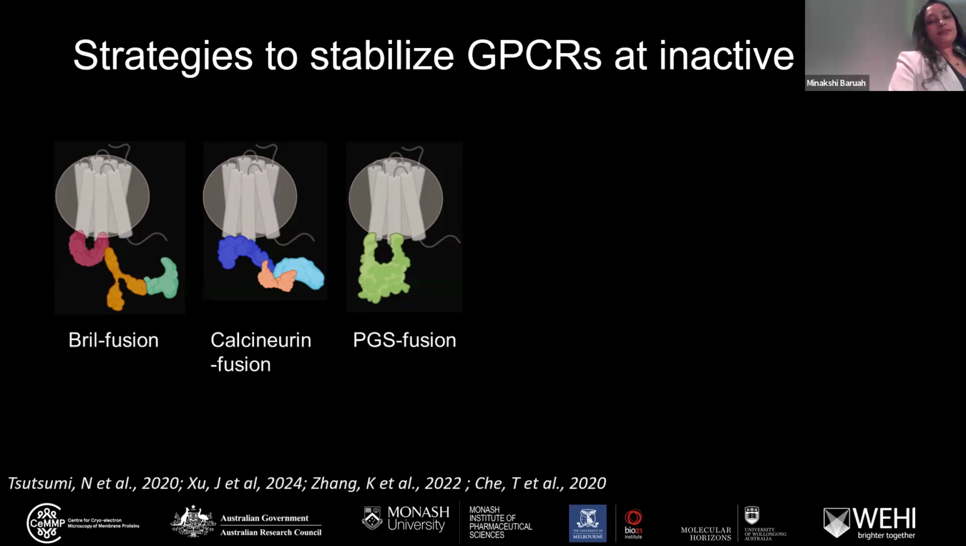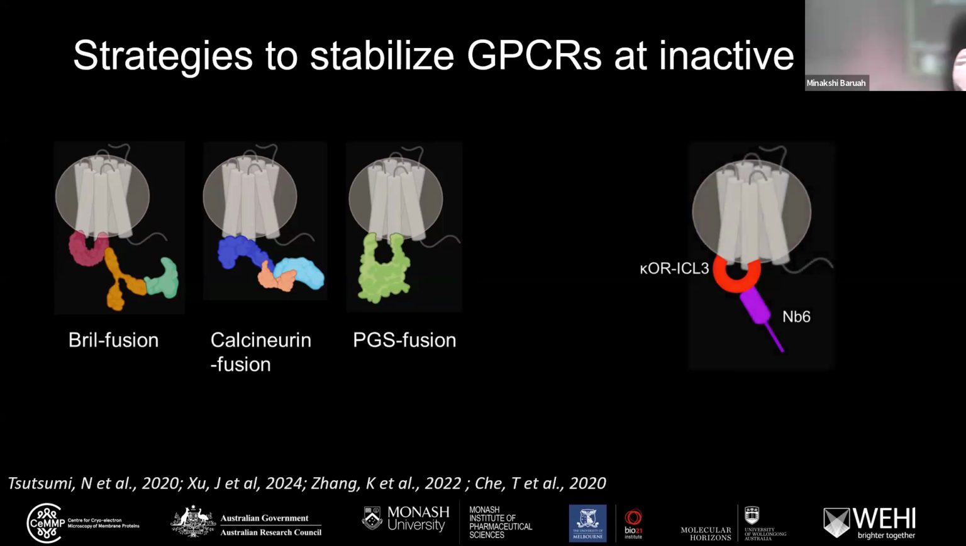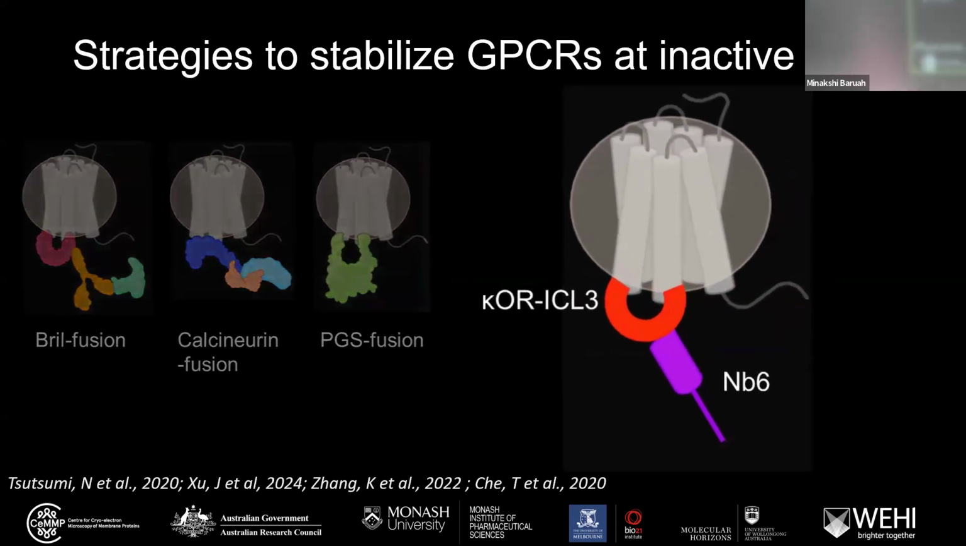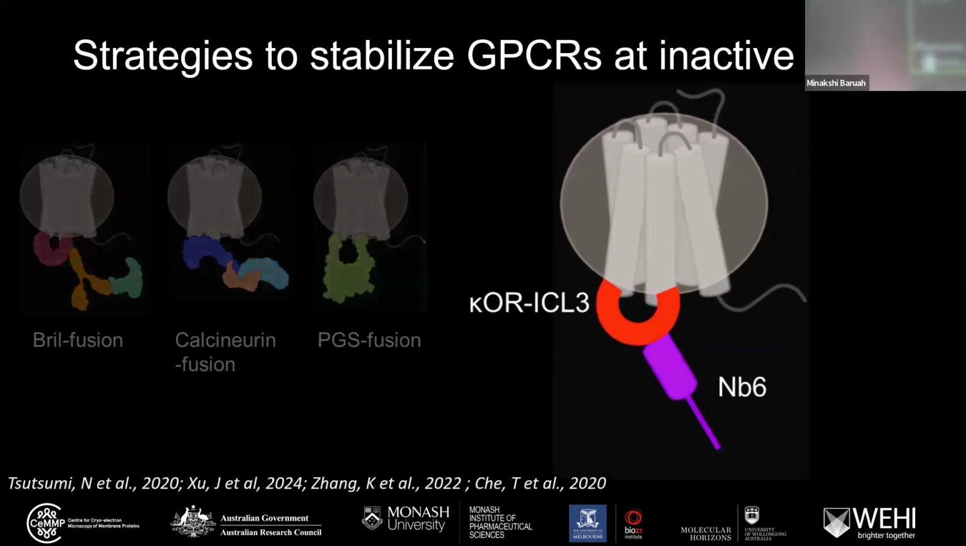Until recently, a camelid antibody referred to as nanobody 6 has been reported to couple to kappa-opioid receptor ICL3 at an inactive conformation. And interestingly, nanobody 6 can bind to the kappa-opioid receptor ICL3 even when this loop is grafted onto other receptors. And this was quite interesting when this paper came out in 2022. So this approach eliminates the need for extensive receptor engineering, which was quite common in previously existing methods such as BRIL or other fusion strategies.